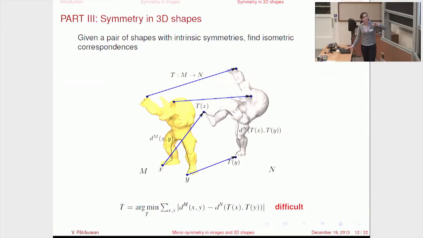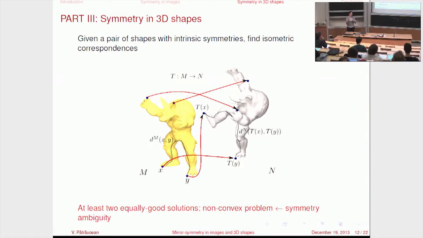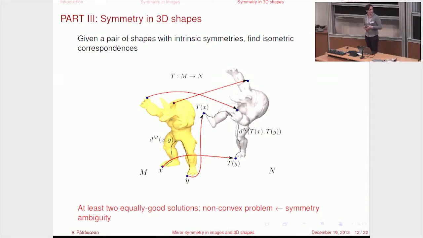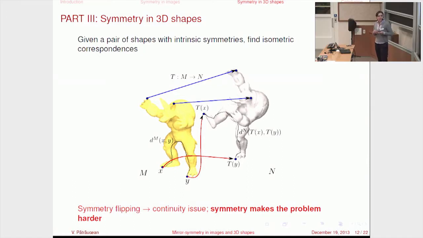Now, when we have the symmetries, nothing stops you from actually matching the left side to the right side, and conversely, right? So this means that we have at least two equally good solutions. So the problem is obviously not convex, and this is what we call a symmetry ambiguity in the shape matching problem. And it's not that bad if you match the entire left side to the entire right side. What is not nice is when you match only parts of the left side to parts of the right side, and conversely, because in this case you have a continuity issue in the solution. So with respect to the initial question, it looks like the symmetry not only does not make the problem easier, it actually makes the problem harder.